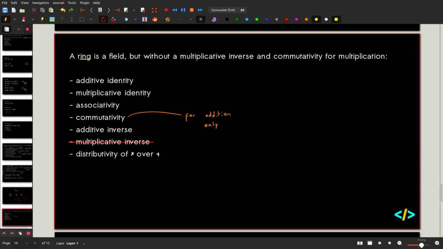Yeah, possibly. Okay. A ring is like a field, but we don't have a multiplicative inverse and commutativity for multiplication. So these are the updated rules for a ring. We don't have our commutativity for multiplication, but we still have it for addition. So all this means is, say we do A times B, this might not necessarily be the same as B times A. We can't guarantee that these two are equal or the same result. Whereas we can still guarantee that A plus B equals B plus A. And multiplicative inverses don't exist.